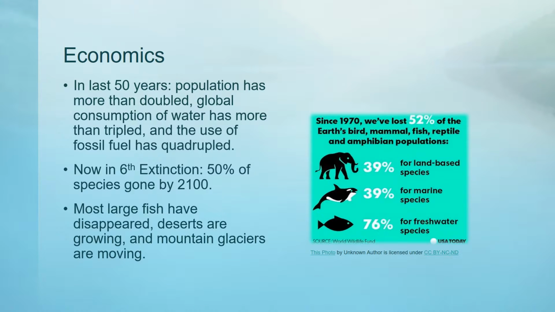And most large fish have disappeared. The deserts are growing, and mountain glaciers are retreating. They say by mid-century, Glacier National Park will have no more glaciers.